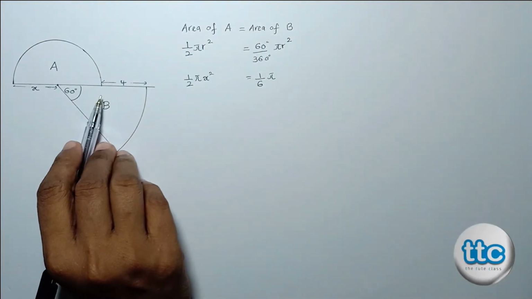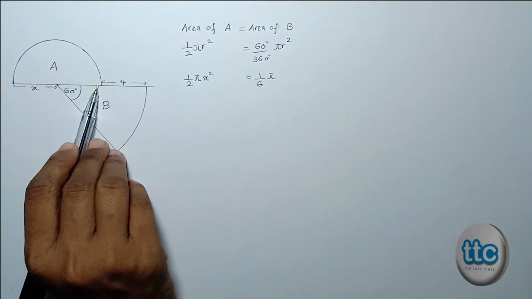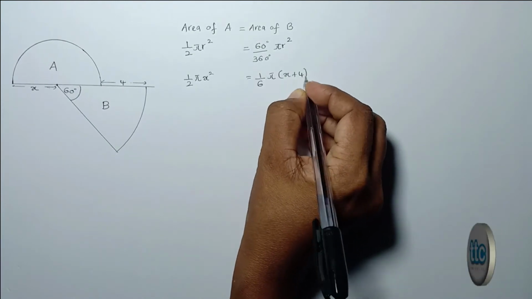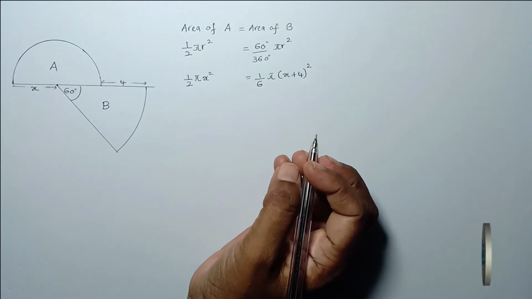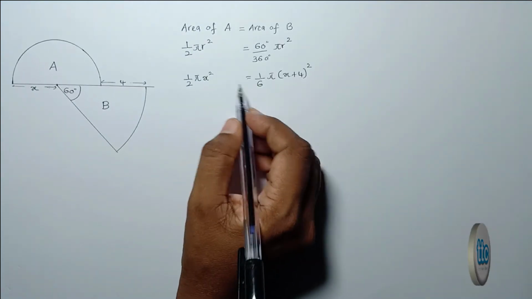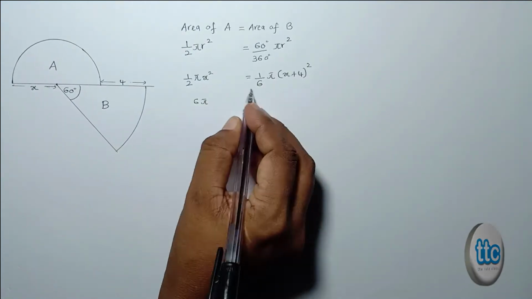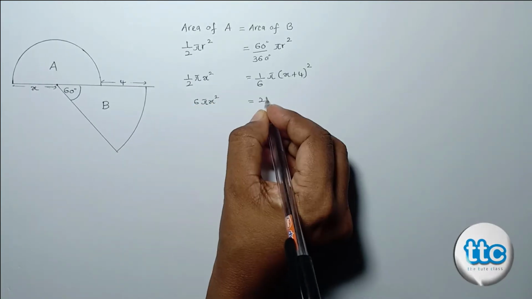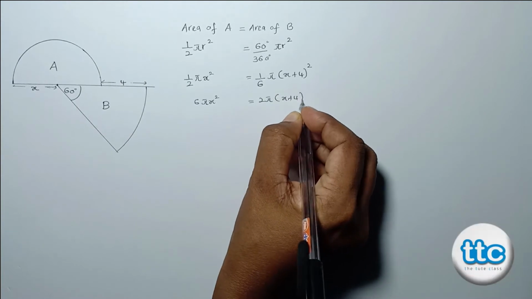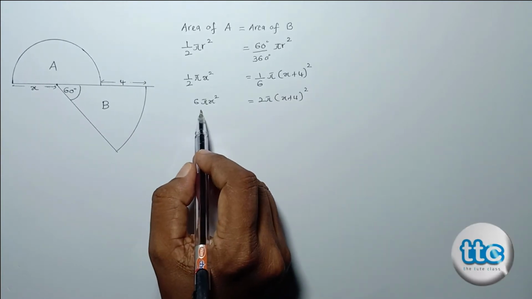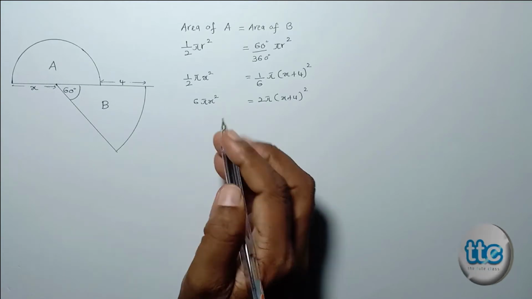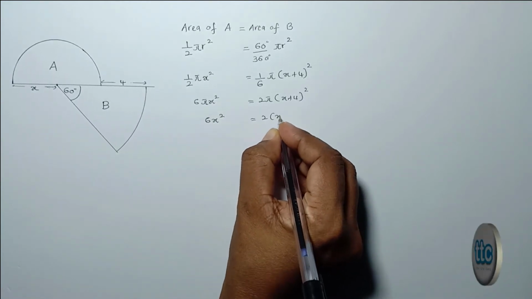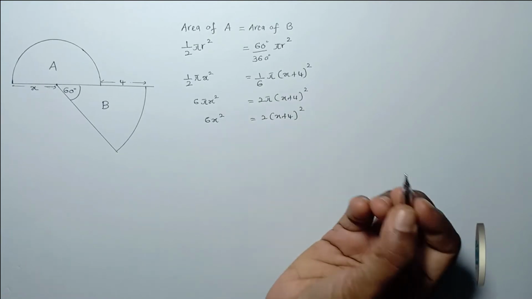Sector r is how much? Here to here x, this is also radius, and here plus 4, therefore r squared is x plus 4 squared. We will simplify it more. You can use cross multiplication here. 6 pi x squared equals 2 pi times x plus 4 squared. Then if you divide both sides by pi, it gets cancelled, remaining 6x squared equals 2 times x plus 4 squared.